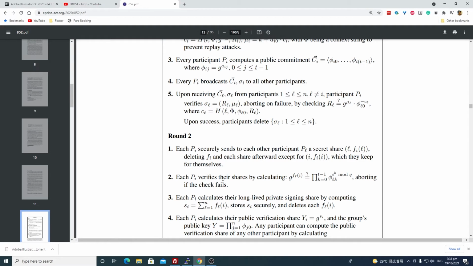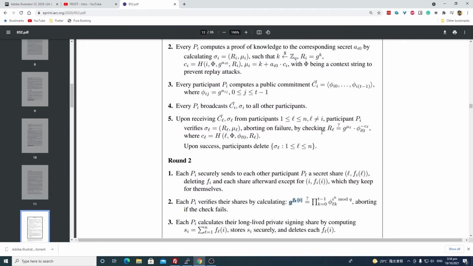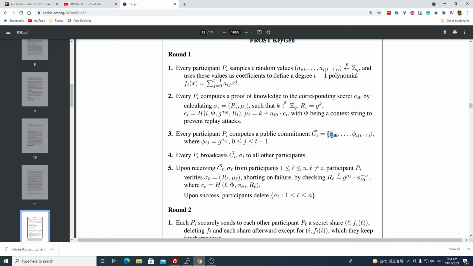each P_i verifies their share by calculating g^f_i. So that's actually a fairly common trick. You verify that your share is correct by evaluating the same polynomial, so g power f_i, because you have the public keys that match each coefficient.